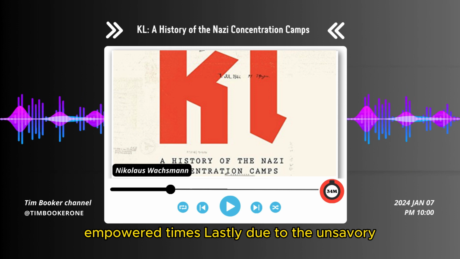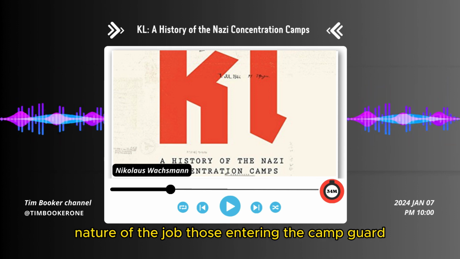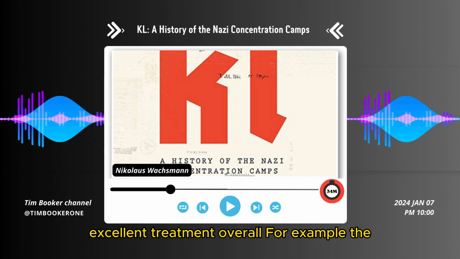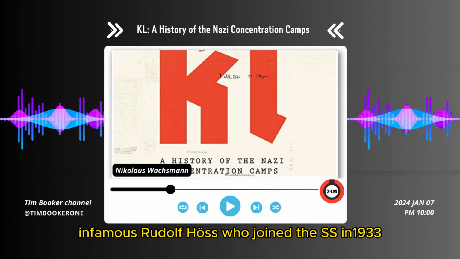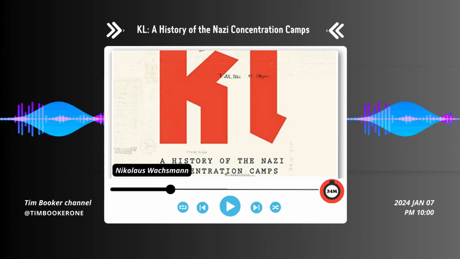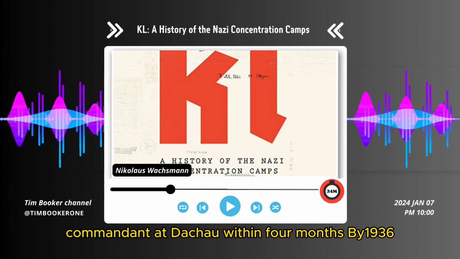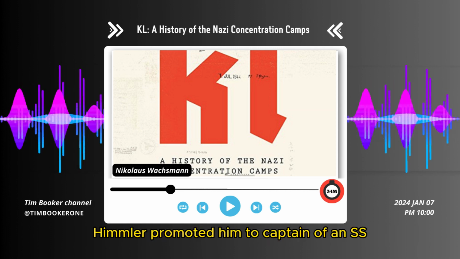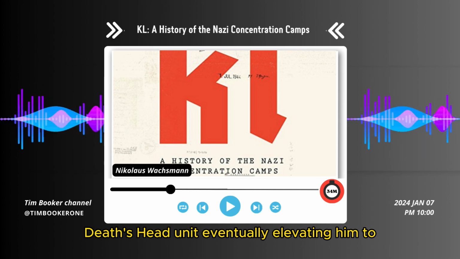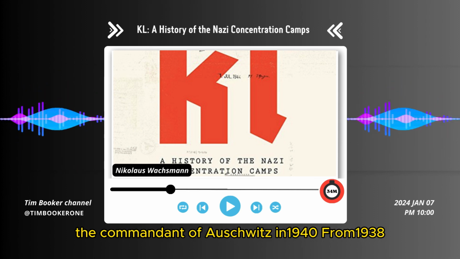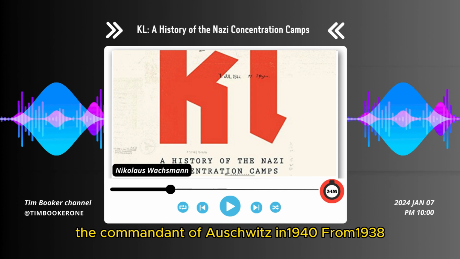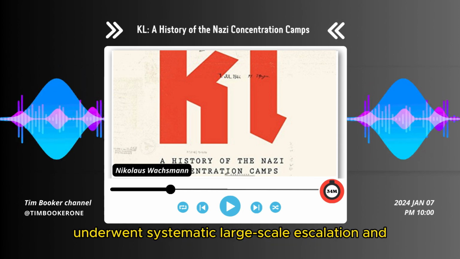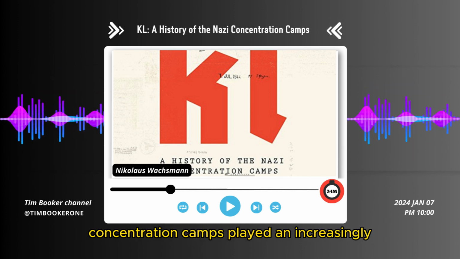Lastly, due to the unsavory nature of the job, those entering the camp guard system quickly climbed ranks, receiving excellent treatment overall. For example, the infamous Rudolf Höss, who joined the SS in 1933, rapidly ascended the ranks to become a commandant at Dachau within 4 months. By 1936, Himmler promoted him to captain of an SS Death's Head unit, eventually elevating him to the commandant of Auschwitz in 1940.